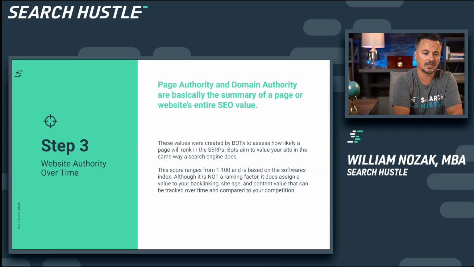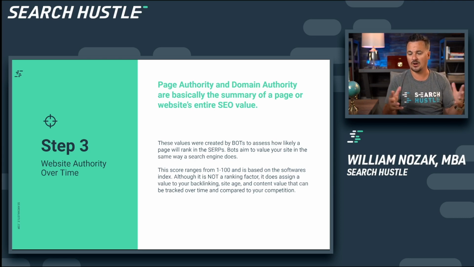Website authority over time. Again, this is an arbitrary number. It's created by algorithms of certain softwares. They try to pair up and match up what Google's algorithm is trying to value a website with. They're taking a stab at a bunch of things they're measuring. And so page authority, domain authority, DR, UR, you're going to see all kinds of different names for it depending upon whose software you're using, whose algorithm.